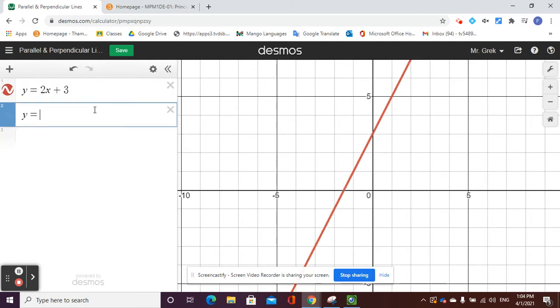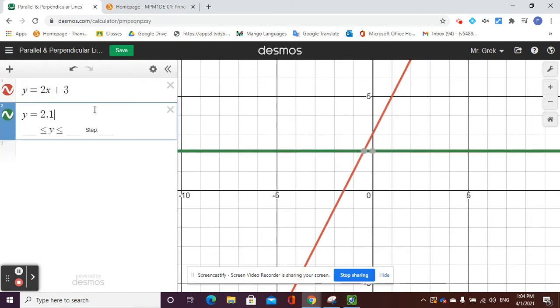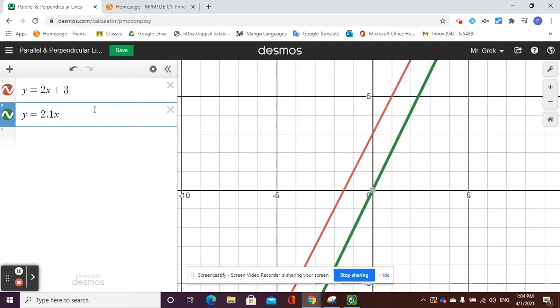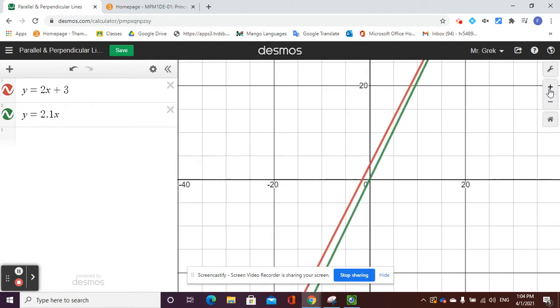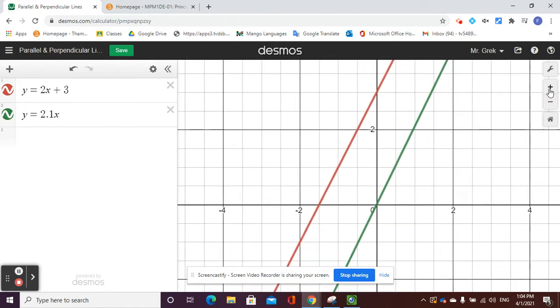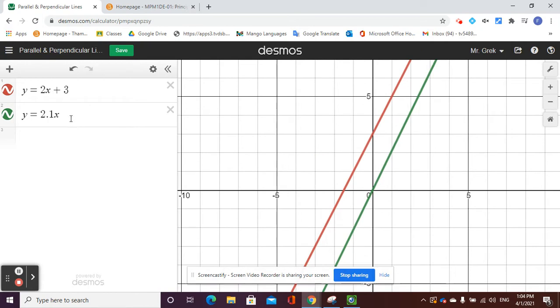Lines that have very similar slopes, but a little bit different, are not parallel, even if they don't meet on your graph paper or on the screen. So for these lines, the slopes are very similar, 2 and 2.1, but if I zoom out enough, these lines are eventually going to cross. So lines will only be parallel if their slopes are exactly the same.